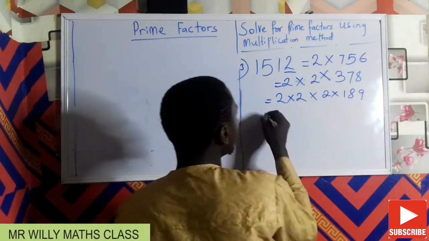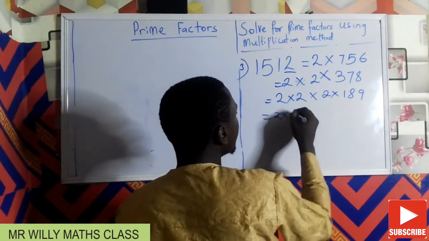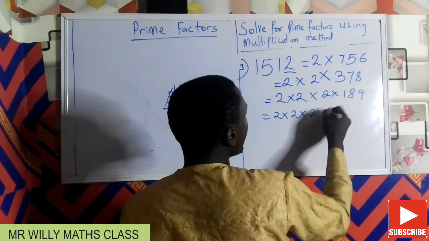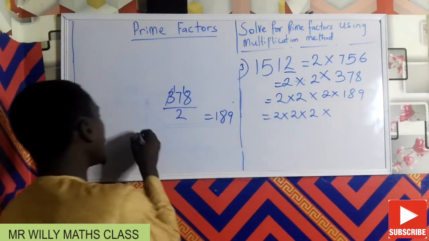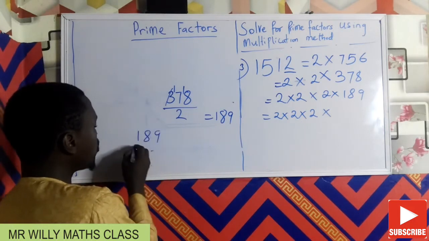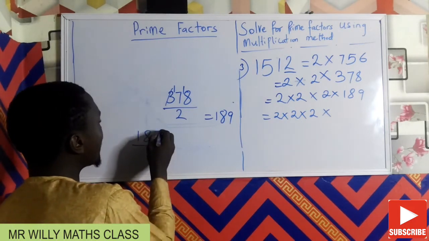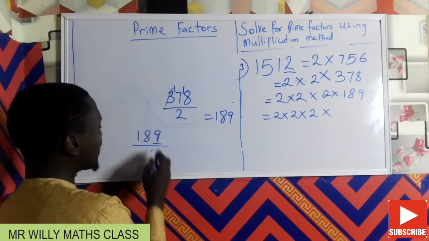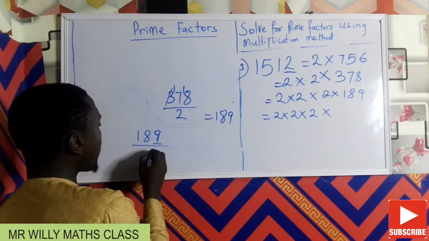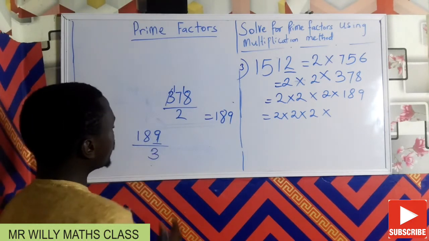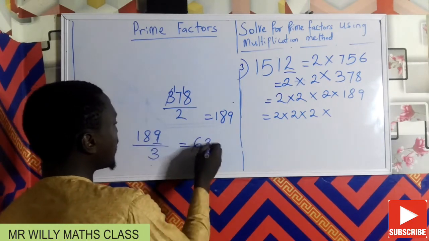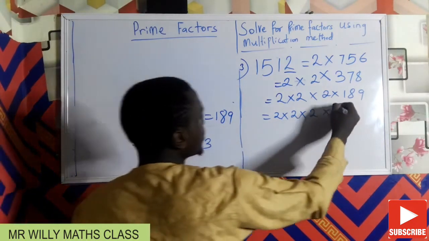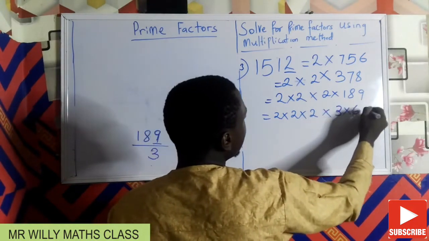So let's move on. You will still repeat these 2s. Then which two numbers, if you multiply with each other, will give you 189? You look at the terminal number to guess which number you can use to divide it. I believe that 3 will be a perfect factor to divide it. 3 in 18 is 6. 3 in 9, that will be 3. That's 3 times 63. 3 times 63 will be 189.